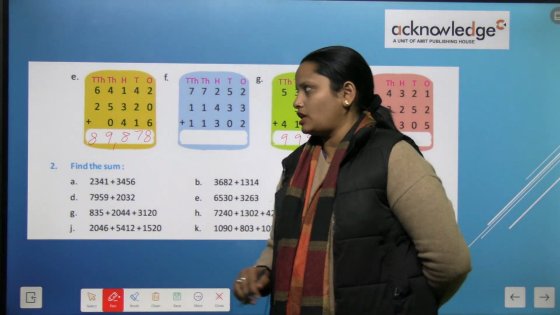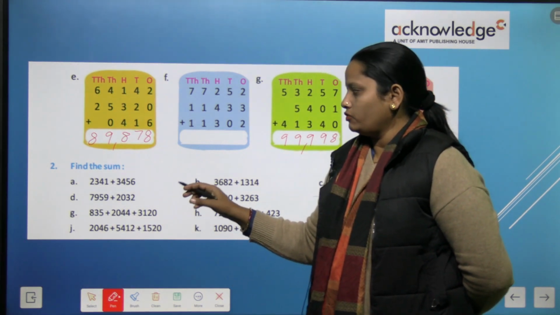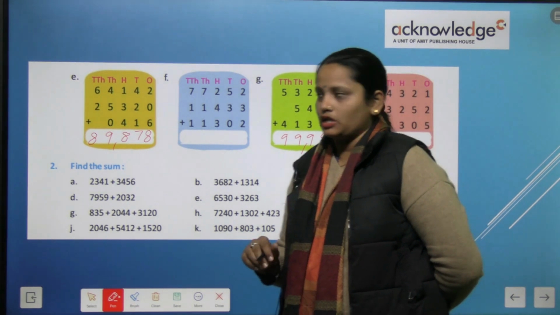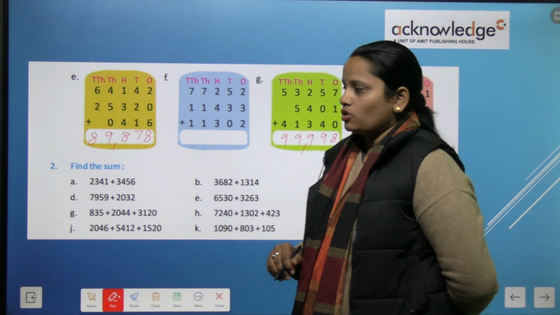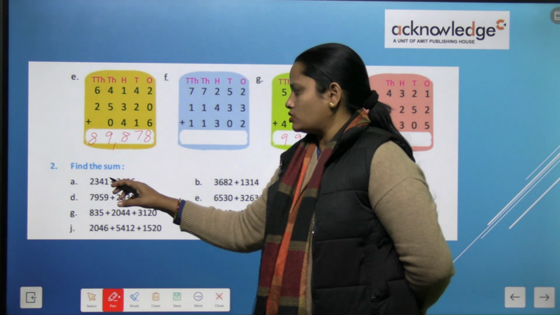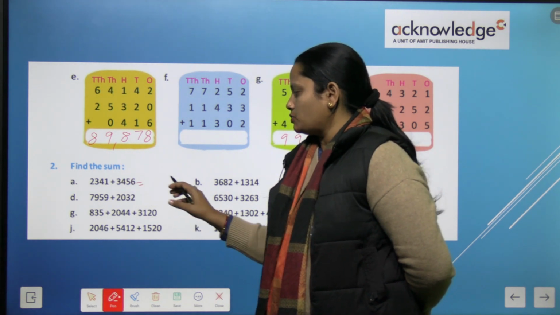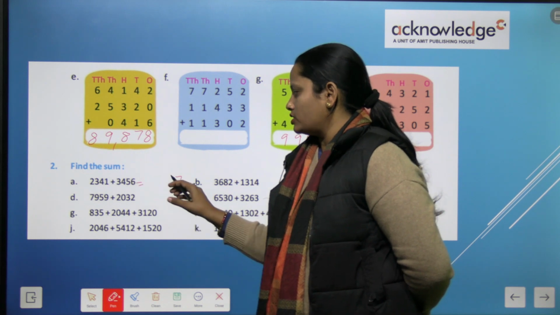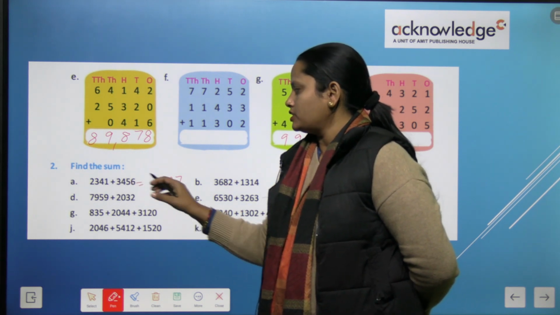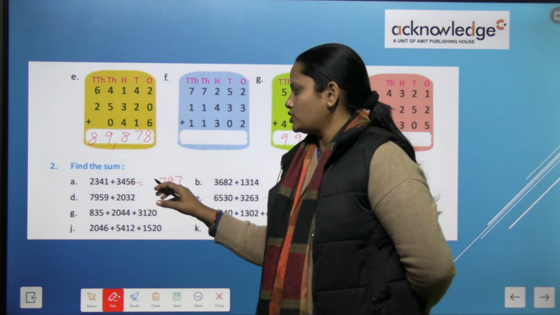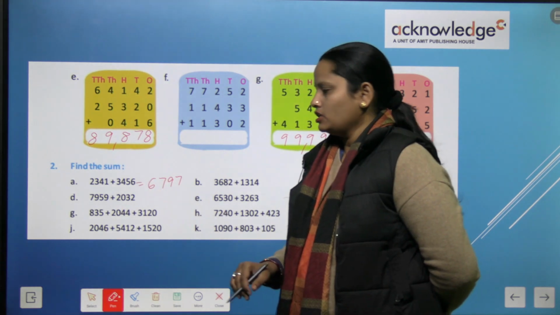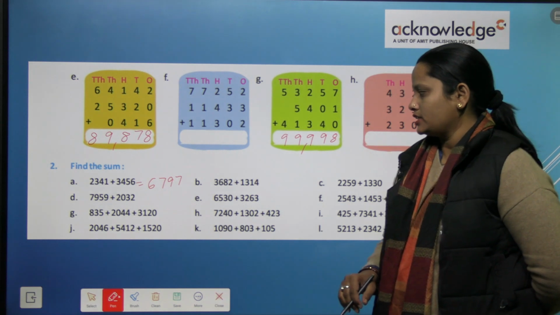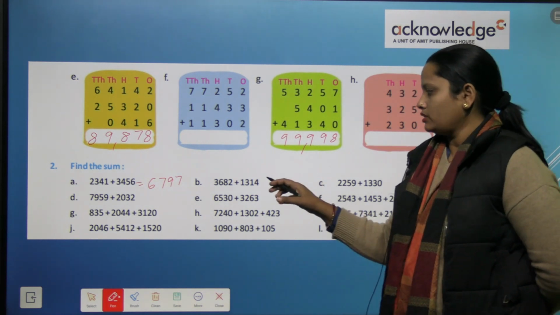Here you have to find the sum. So you have to find the sum. For that you can arrange the numbers like this. Just as we arranged it like this, you can arrange it like this. Also you can do it like this also. So here the answer is 6 plus 1, 7, 5 plus 4 is 9, 4 plus 3 is 7, and 3 plus 2 is 5. So here the answer is 5,797. Let's do this one.